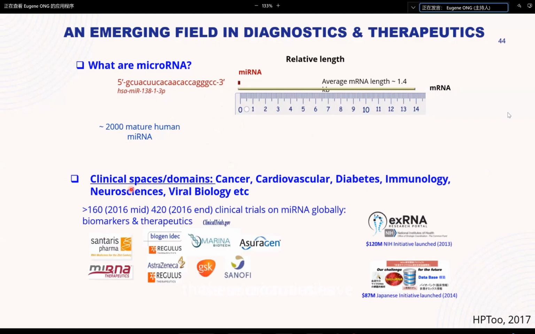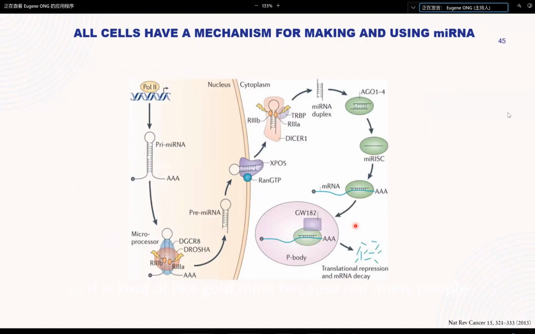Right, so these microRNAs have been identified to be important in various different disease spaces, such as cancer, cardiovascular, diabetes, immunology, neuroscience, and viral, and so on. As of 2017, there are many clinical trials, hundreds of them already started by various pharma companies. And the reason why it is being pursued is because, just from the blood liquid biopsy instead of the traditional solid tissue biopsy, we are able to screen for a lot of diseases known to mankind from these microRNAs. So it is kind of like a gold mine, because not many people have discovered important or key microRNAs for various diseases.